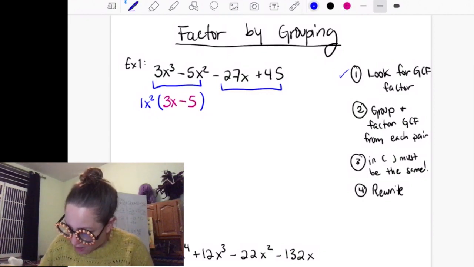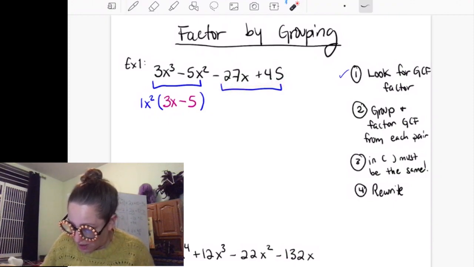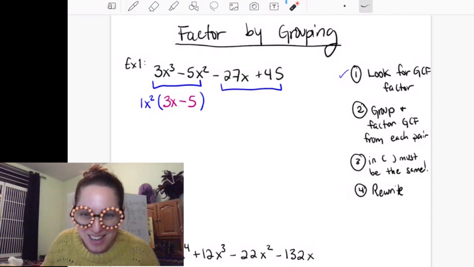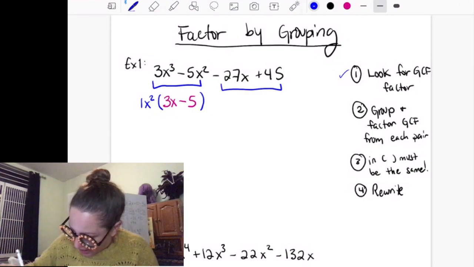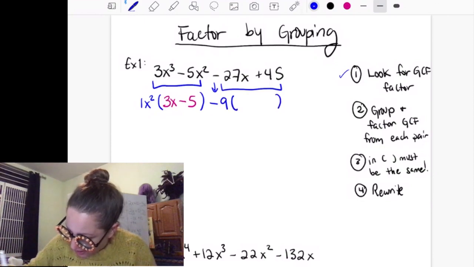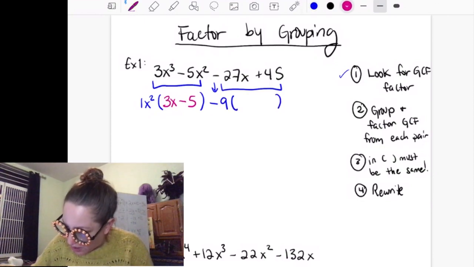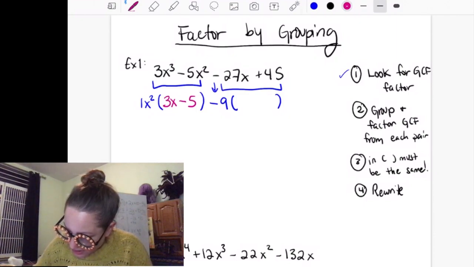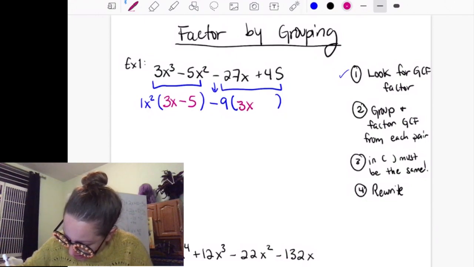Awesome. Now I'm going to come over to this guy. And what can divide out of 27 and also out of 45? Ooh, they can both be divided by 9. Excellent. So we're going to divide by 9. They don't both have an x, and you bring down the sign. So minus 9, meaning I'm dividing by negative 9. So when I do that, I divide each of these by negative 9. Negative 27x divided by negative 9 is 3x. Positive 45 divided by negative 9 is negative 5.